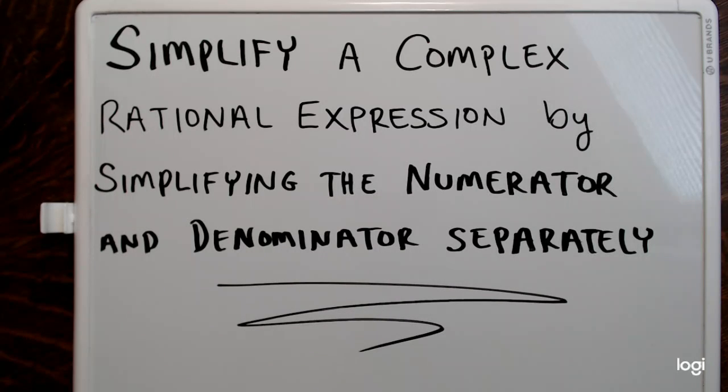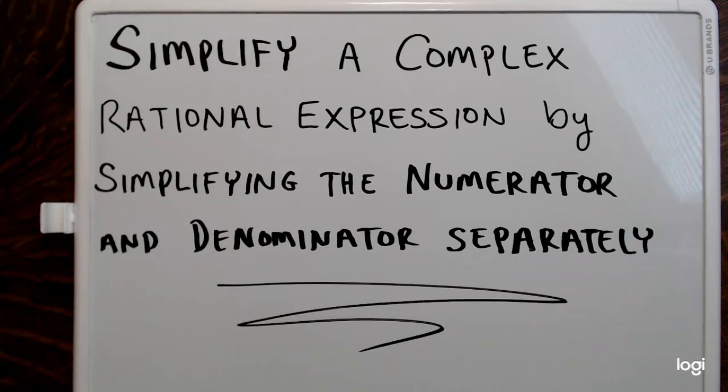And a complex fraction is simply a fraction in which the numerator and denominator, or one or the other or both, have another fraction in them as well. So you have fractions within fractions.